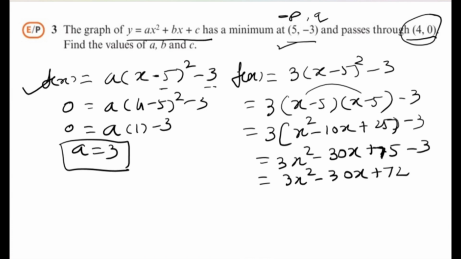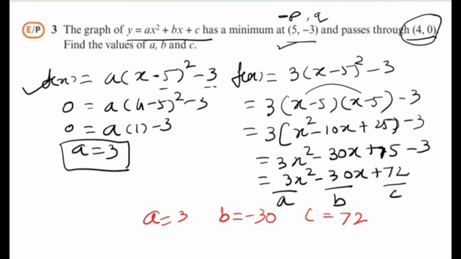So this is our A, B and C. As you can see, this is my A, this is my B, and this is my C. So you can put A is equal to 3, B is equal to minus 30, and C is equal to 72. So that's our answer. Let's move to past paper questions.